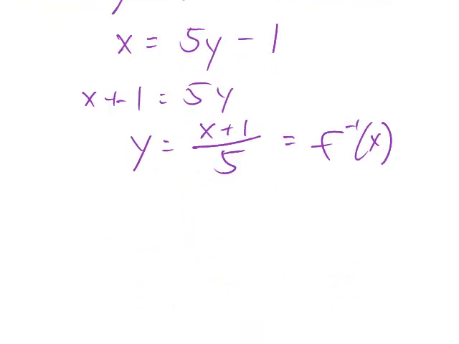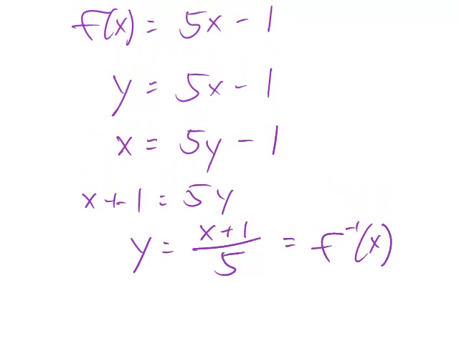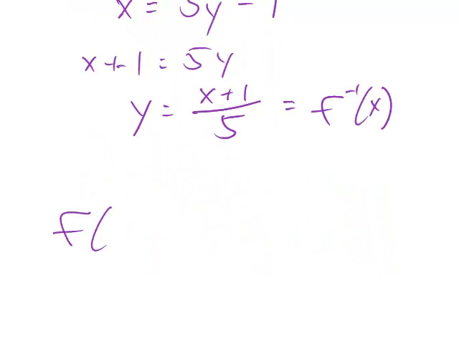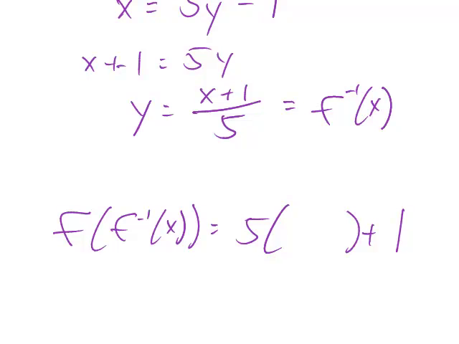And just to check our work, let's see what happens if we do f of f inverse. That means we have 5 times x plus 1 over 5, because the thing we're putting inside f is f inverse of x. We're going to put the formula for f inverse of x in, and then you notice the 5's cancel out. We have x plus 1. Oops, that's a minus 1. That's why it didn't work. Minus 1. I need to write things down correctly.